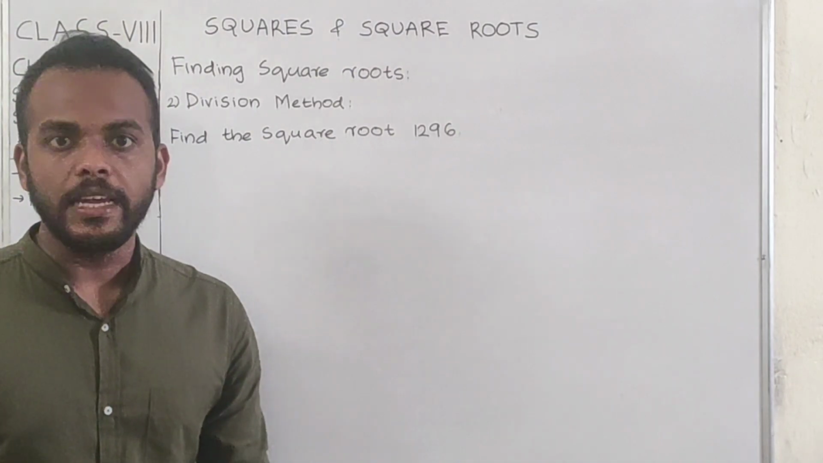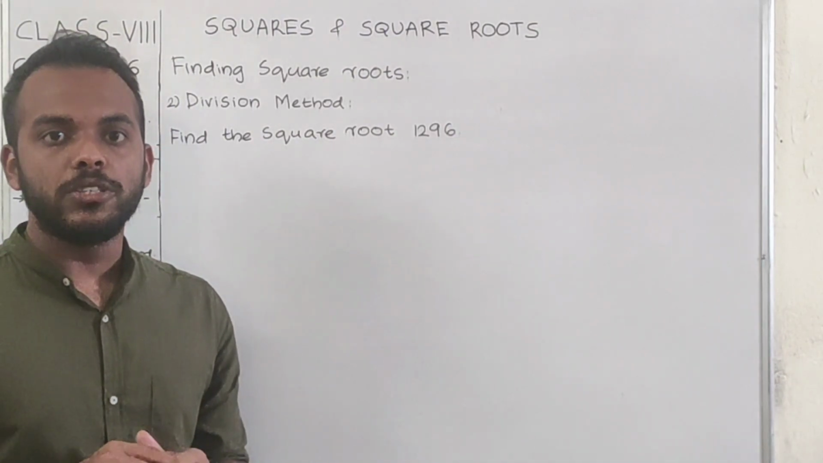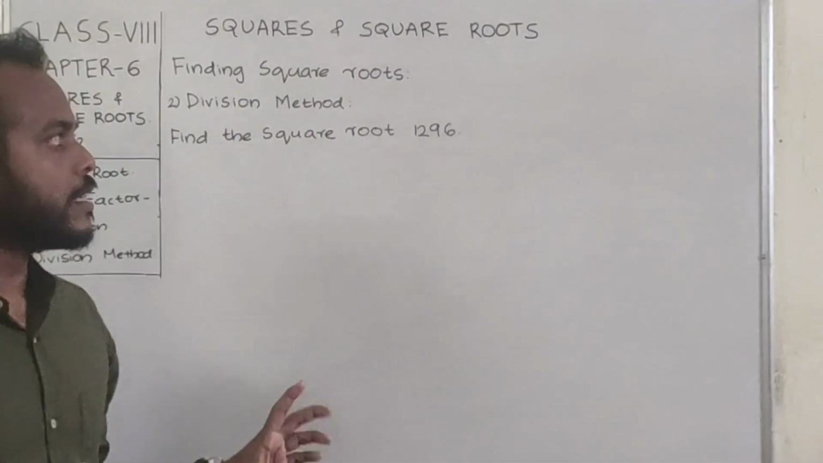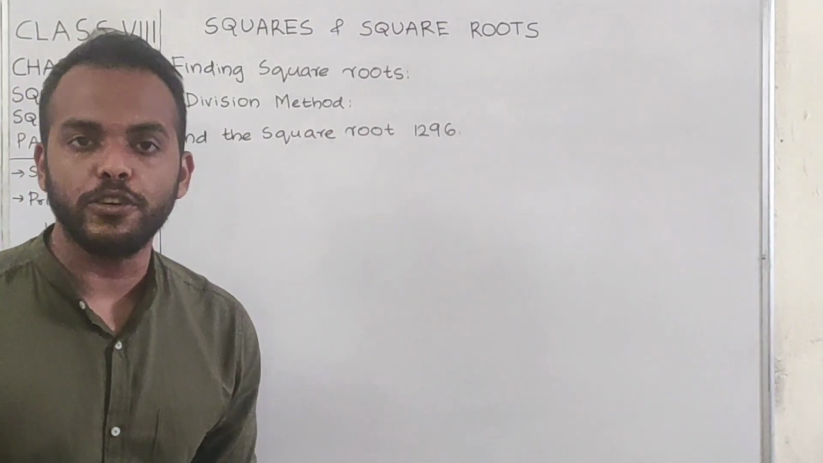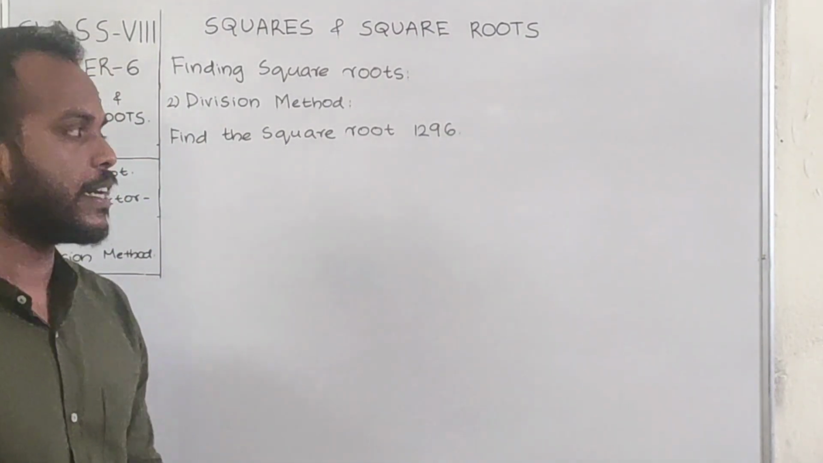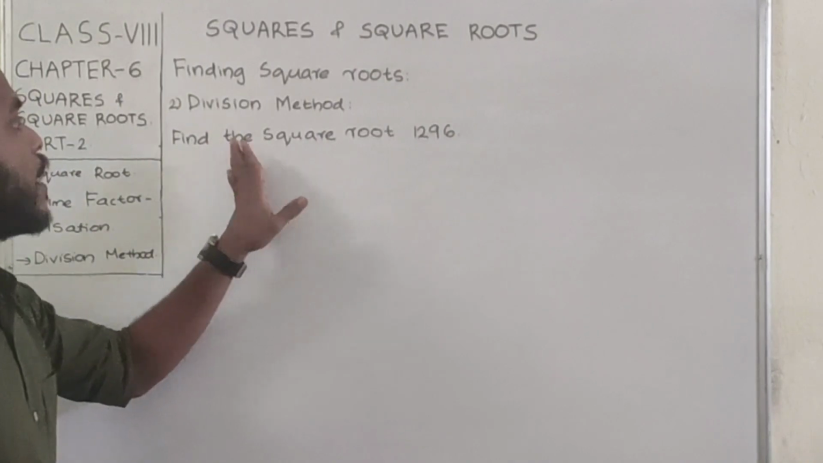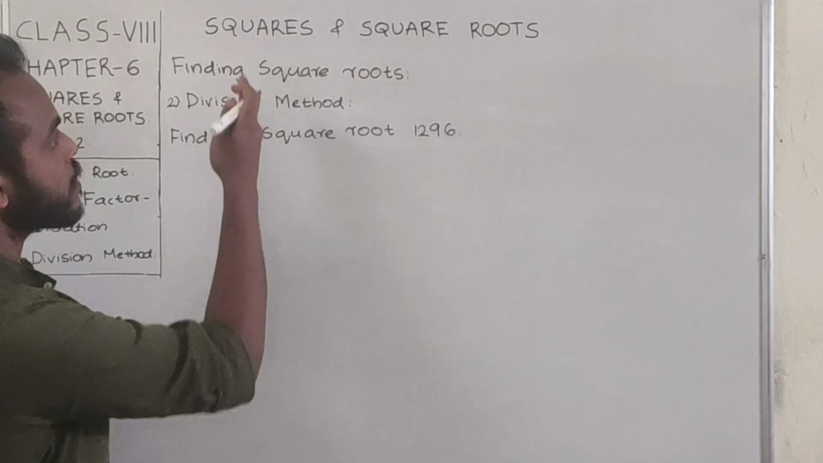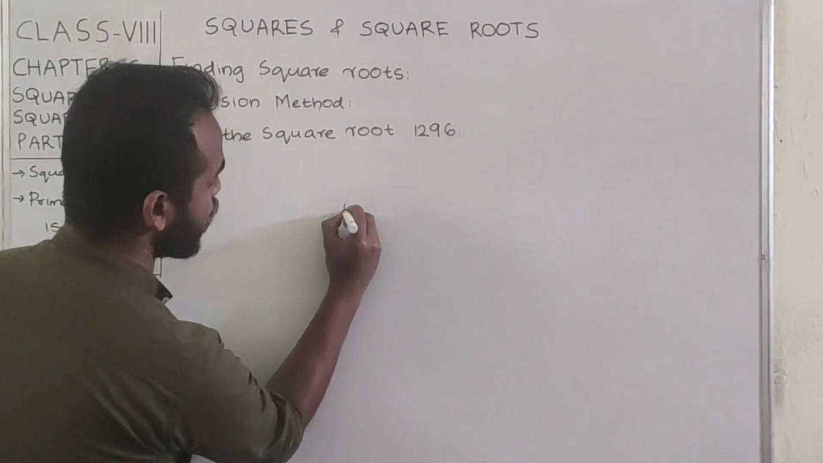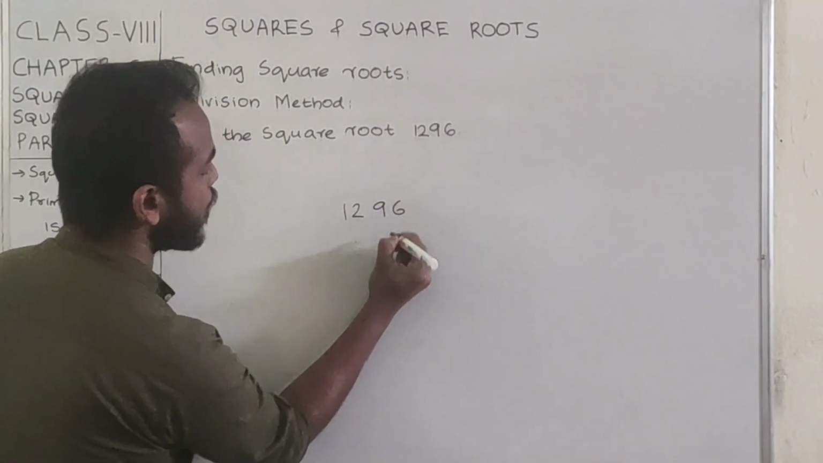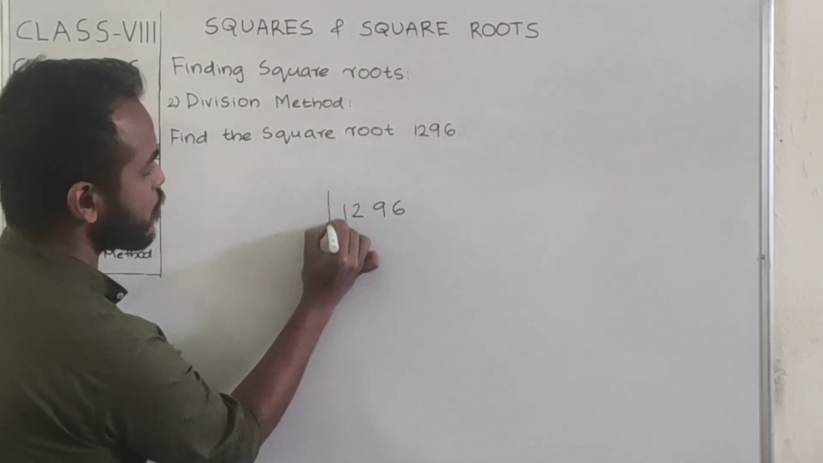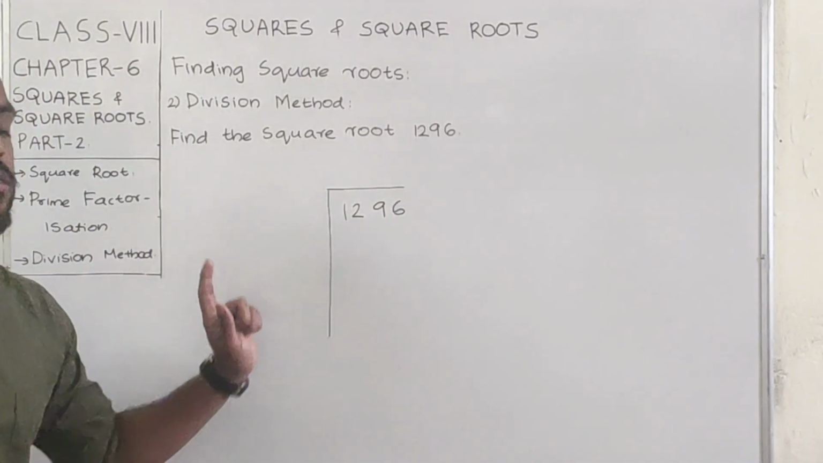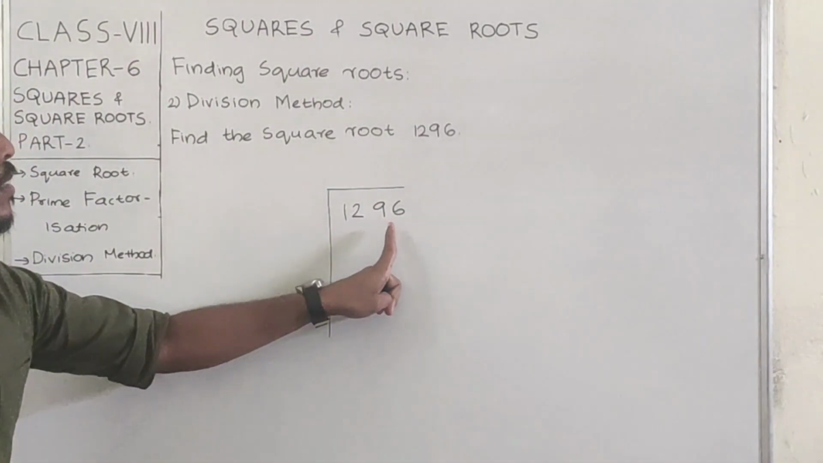Now it's very important. It may feel tricky, so you should be paying your complete attention while doing this problem. And this will be an entirely new method for you. So be very careful. Now the question is to find the square root of 1296. First step, as it says, it's related to the division method that we do, but it's a bit different from that.